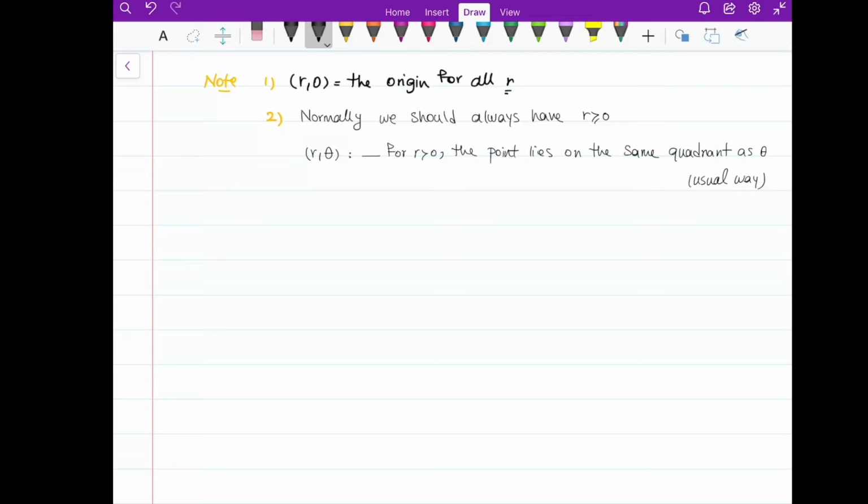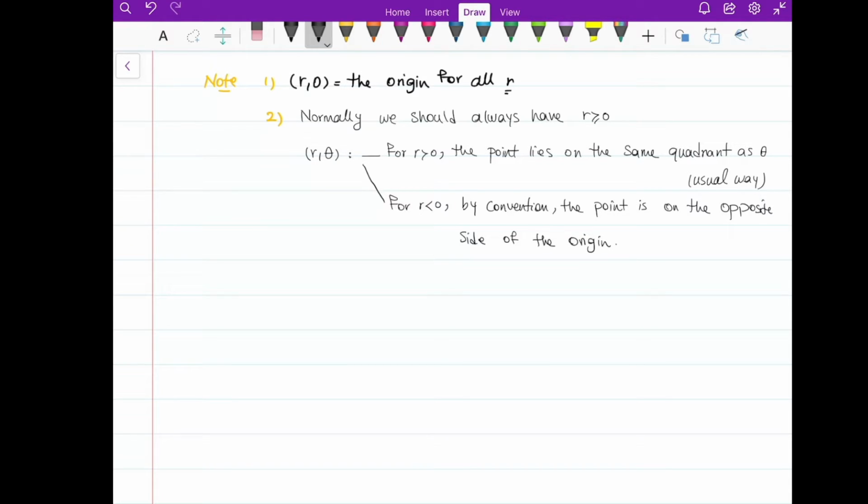So this is the usual way that we show the point. When r is positive, we're just gonna start from the positive x-axis, and then we're just gonna measure the theta, and then we have the r. But if r is negative, by convention, we're gonna say that the point is on the opposite side of the origin.